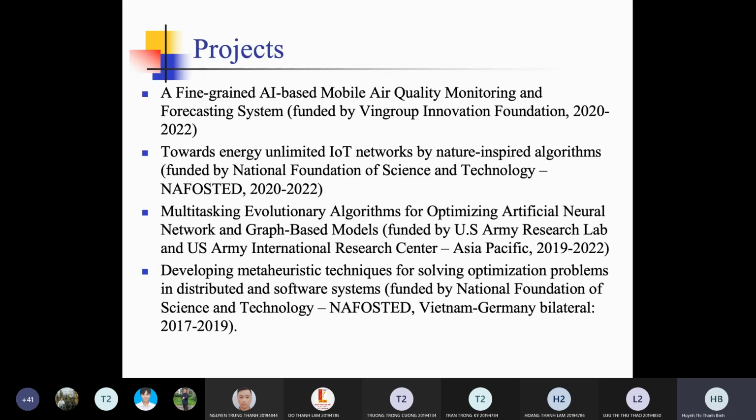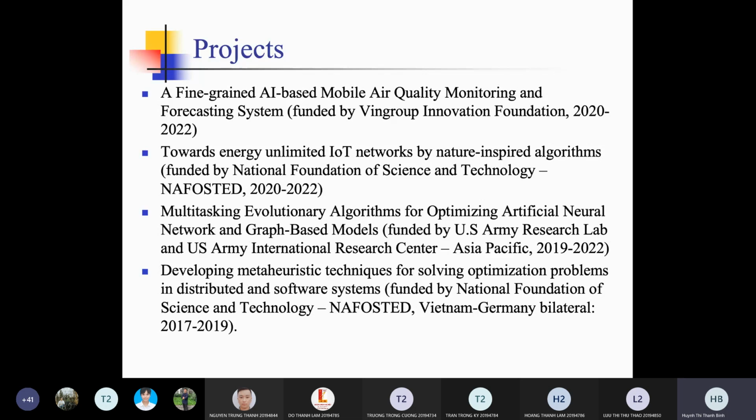And the second one is the project funded by National Foundation of Science and Technology. And we are using nature-inspired algorithm for maximizing lifetime of wireless sensor network. And the third one is funded by U.S. Army Research Lab and U.S. Army International Research Center. And we are using multitasking evolutionary algorithm for optimizing artificial neural network and graph-based model. And the project started on 2019 and will be finished on 2022.